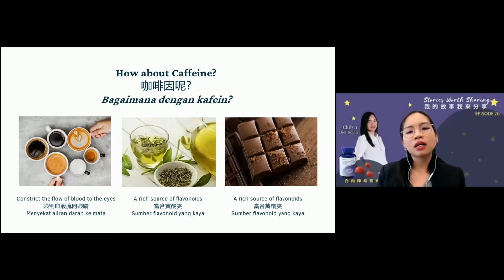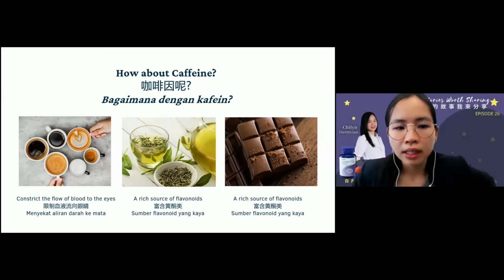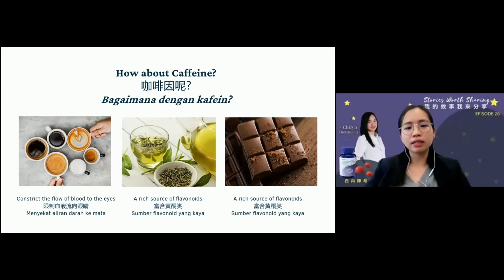Actually, chocolate contains caffeine, and according to studies, doctors would recommend those who are diagnosed with glaucoma to control their intake of caffeine. Why? This is because caffeine would affect the blood flow in our eyes, and it would restrict blood flow into our eyes. It would also affect eye pressure, as it increases eye pressure.